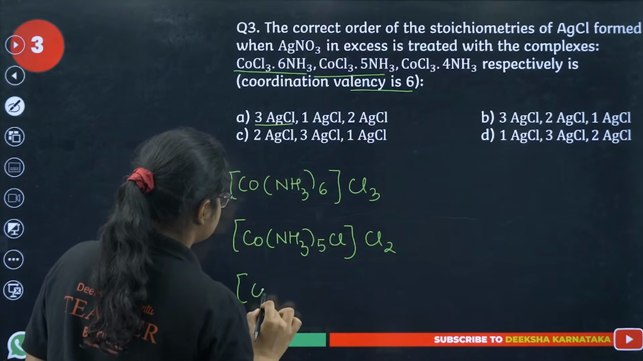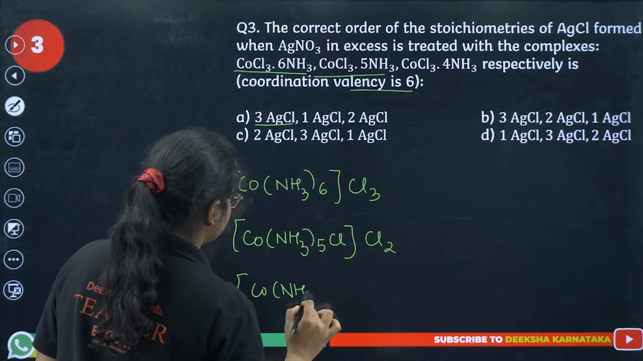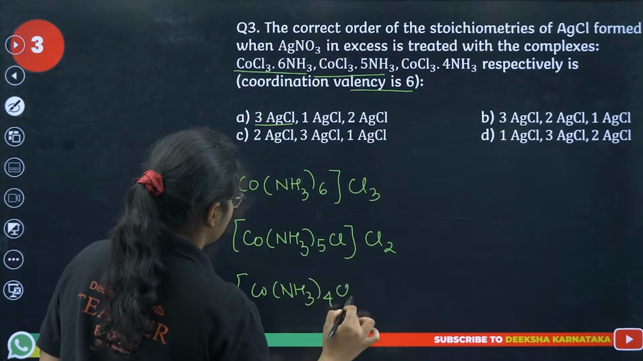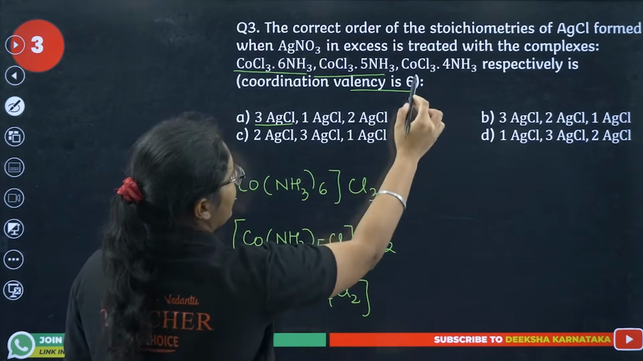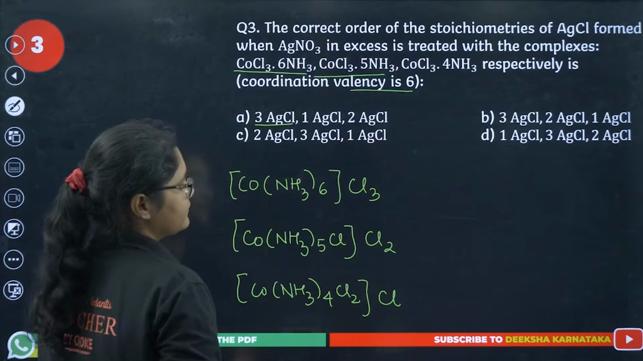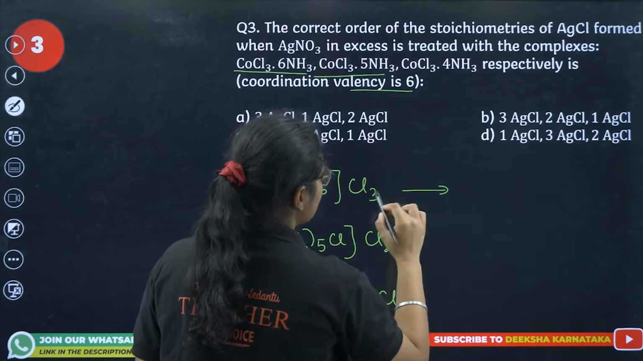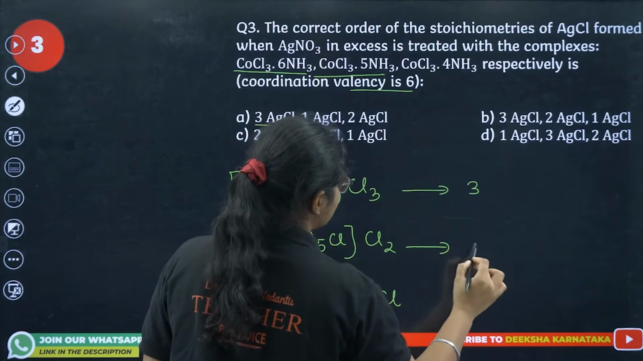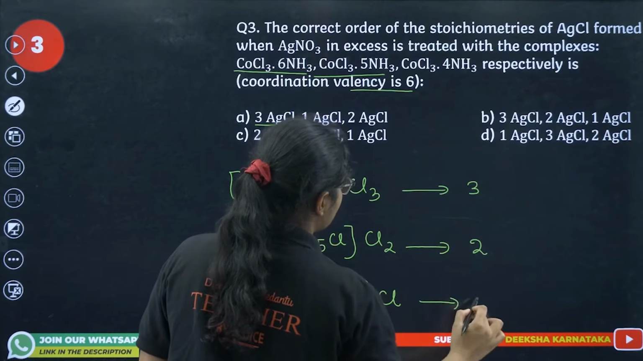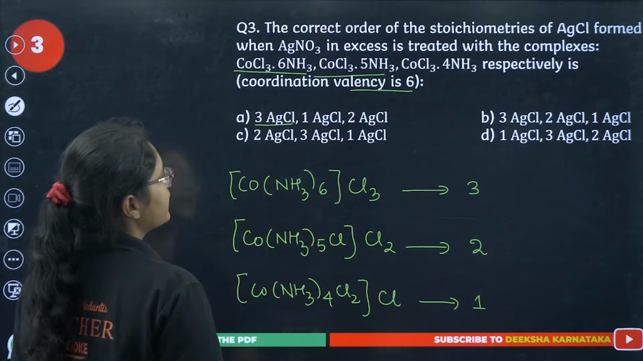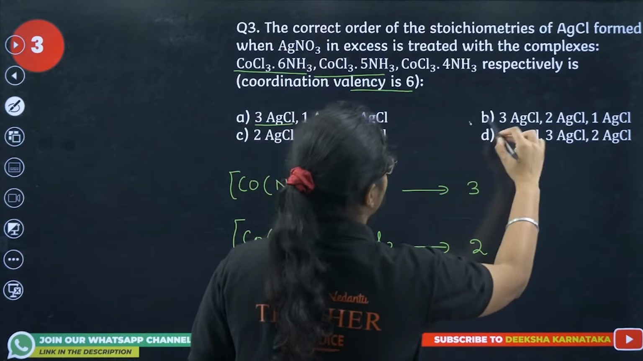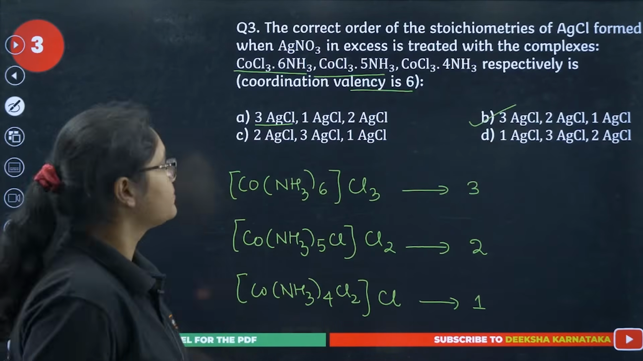Next we have Co(NH3)4Cl2, right, and then 1 chlorine should be outside. So now this one will give me what? Number of moles of AgCl produced is 3, then 2, then 1. So 3, 2 and 1, that is option number B here.